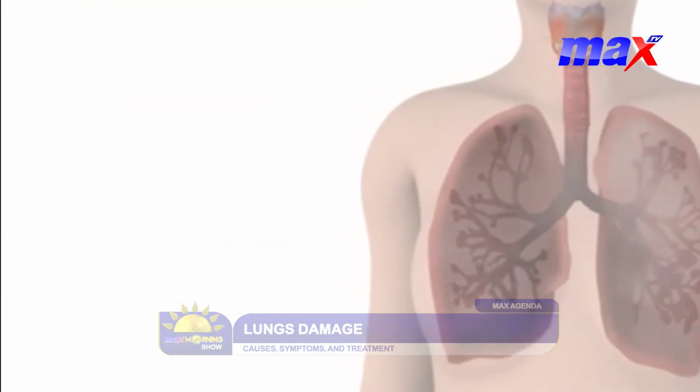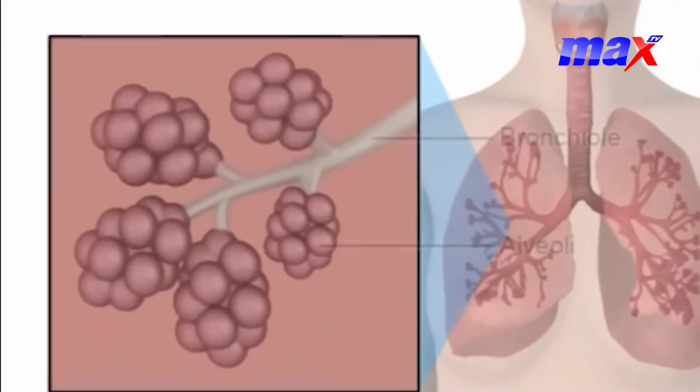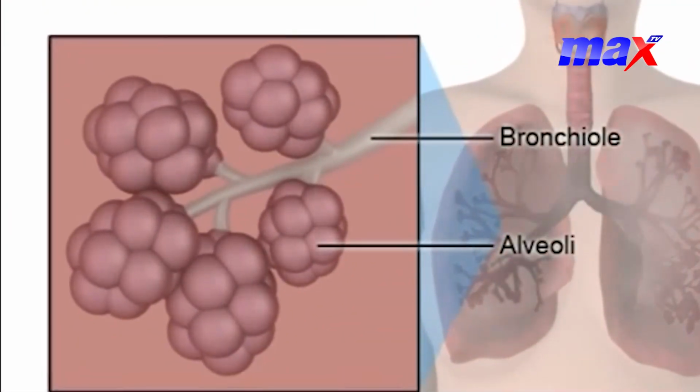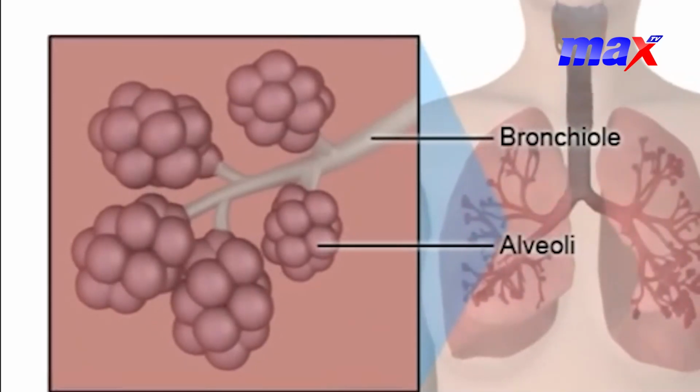Now the lungs' connection with the heart, and the nostrils. Is that what we can see there? Right, so that's the bronchiole and then the alveoli being displayed over there.